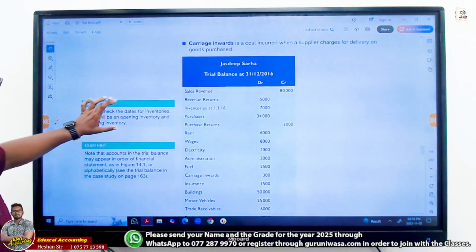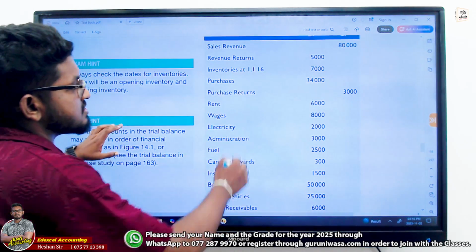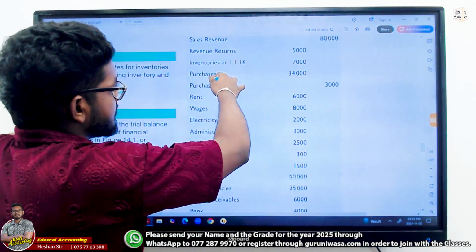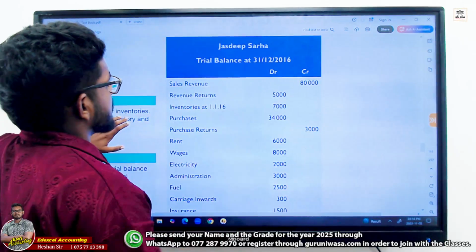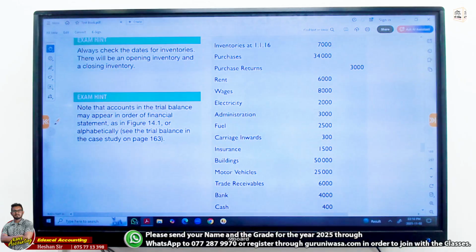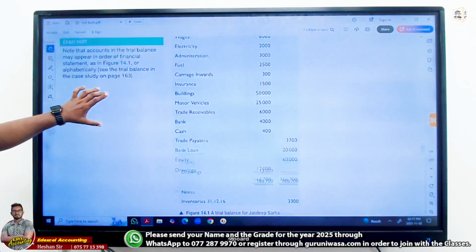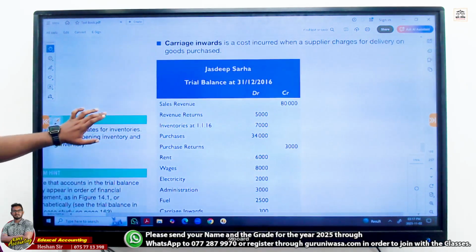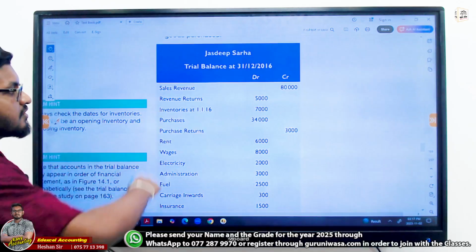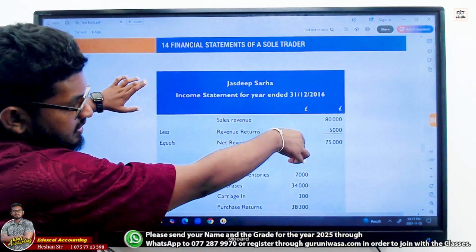Always check the date for inventories. There will be an opening inventory and closing inventory, which means the beginning date period stocks are the opening stocks. Note that accounts in the trial balance may appear in the order of financial statements. Now you can see there's an example. Sales revenue return are given, then the net sales.